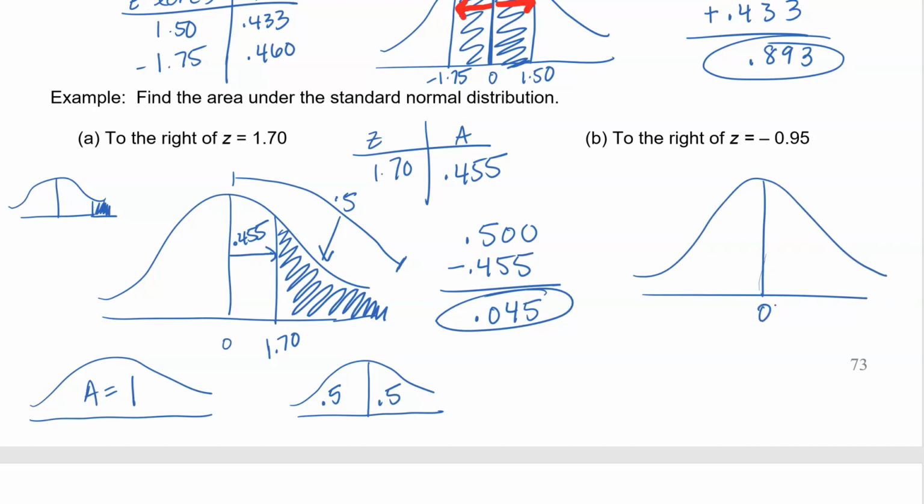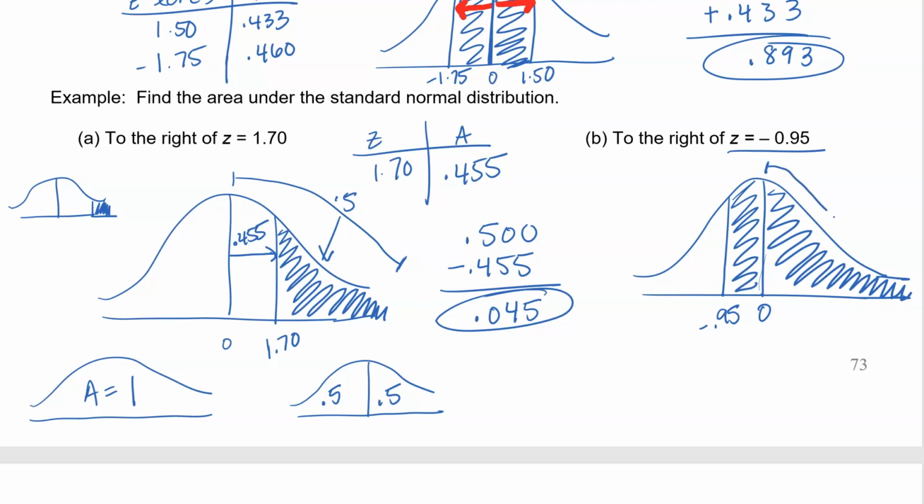Okay, so the next one, I'm going to put 0 in the middle. We've got a negative z-value, so I'm going to the left of 0, so negative 0.95, and we want to the right of that. So that means all of this, and we're not stopping at 0, we're going all the way to the right. Okay, so remember from the last example that the entire right-hand side of the curve and the left, this is all 0.5. So if I can figure out what this is here, then I'm all set to go.